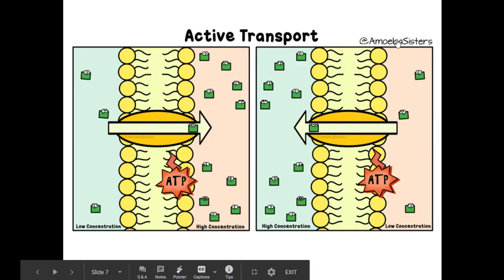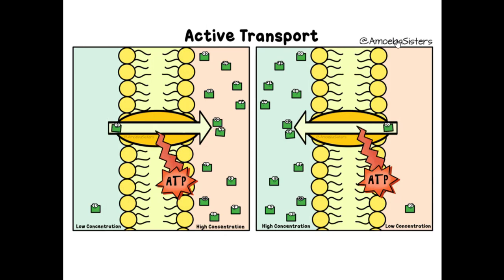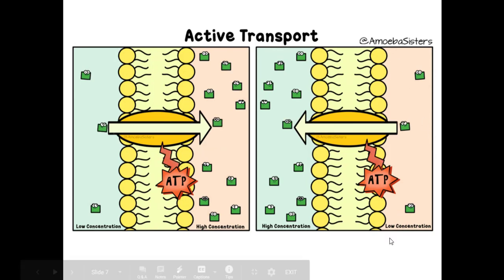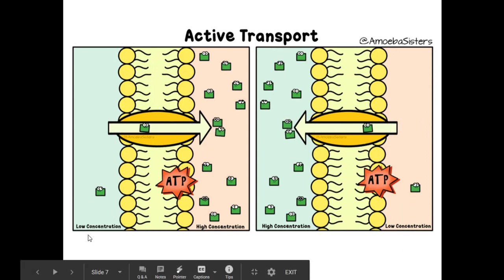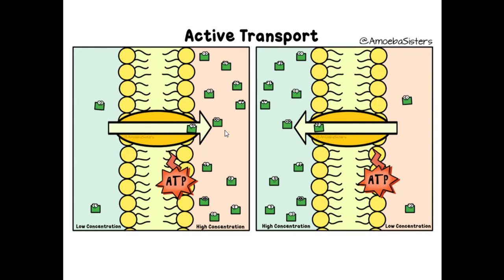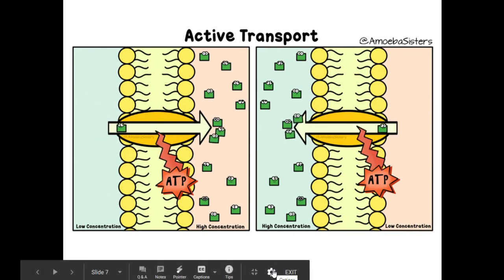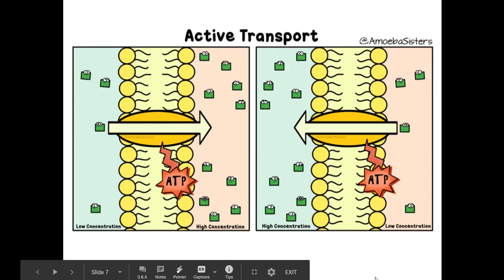So here is an example of active transport. And if you look at these pictures, you notice that the molecules are still moving through the membrane. Now they're moving from the low concentration, right, out here or inside the cell here to a high concentration. So they're going against the concentration gradient, against the way that molecules would normally want to move. And since they're going against the concentration gradient, it's going to require some energy.